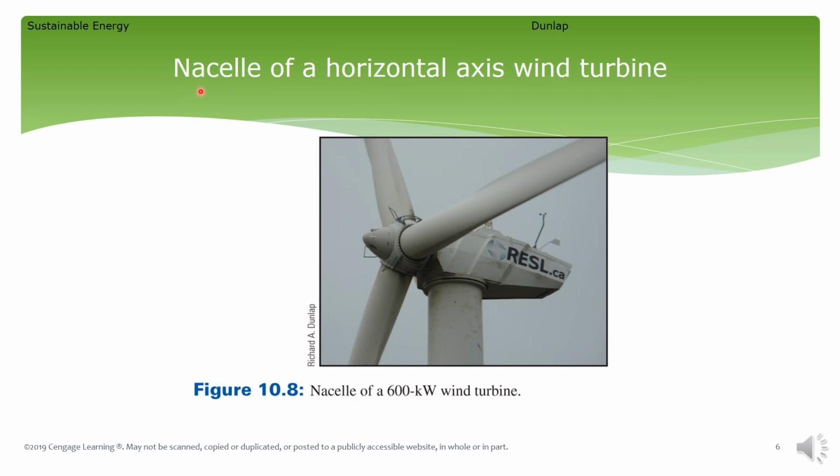This figure shows the nacelle of a horizontal axis wind turbine. As you can see here, this one has a horizontal axis, and the capacity of this wind turbine is 600 kilowatts.